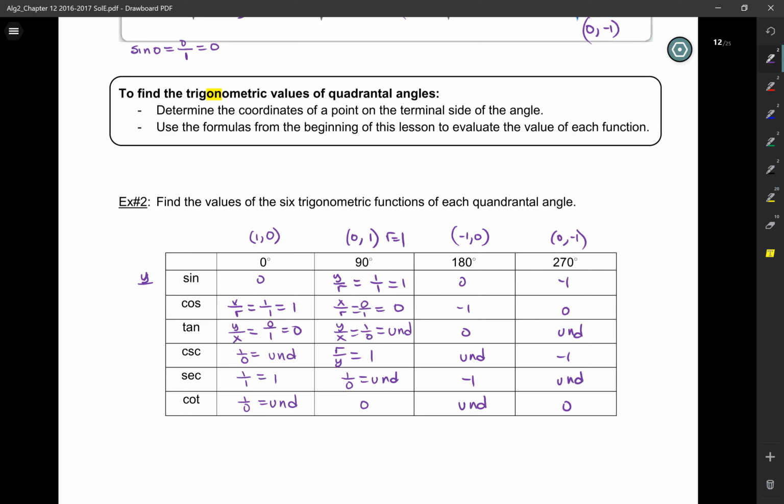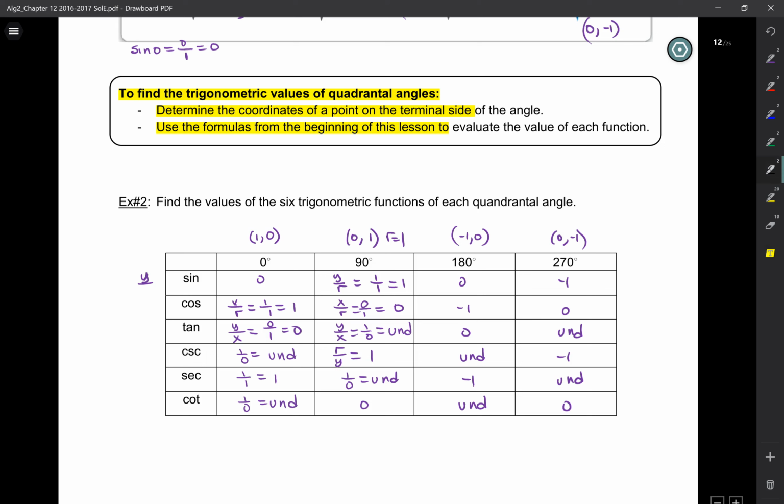All right, so this is how we do the chart. Now, to summarize all this, to find the trigonometric values of a quadrantal angle, determine the coordinates of a point on the terminal side. Use the formulas from the beginning of this lesson to evaluate, okay?